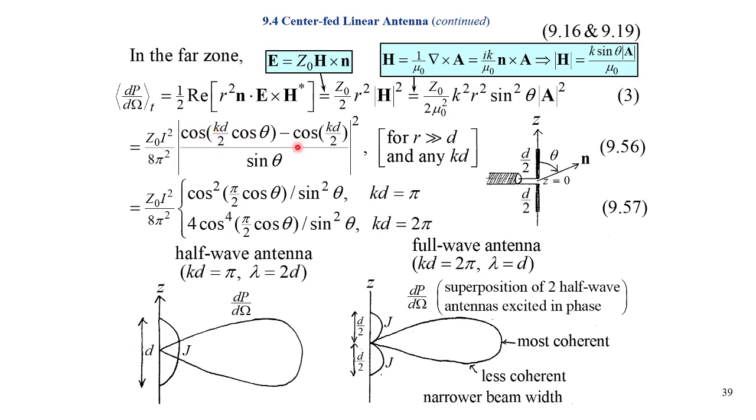Okay, it's a closed form. It's valid for r greater than d and any kd. Also, it's independent of length. Of course, lambda should be greater than d, and the observer is much greater than d.